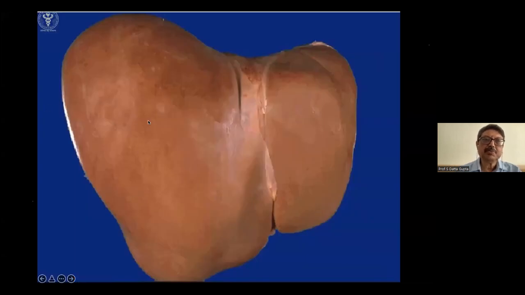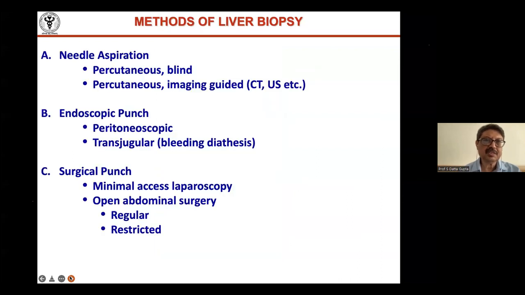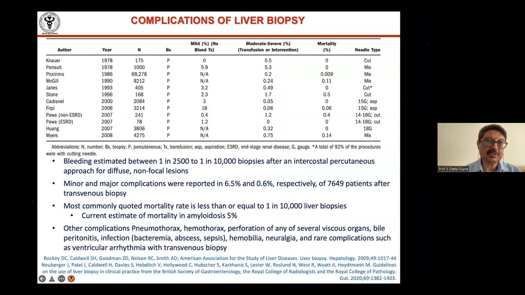So this is the liver. Most of the biopsies are performed in the right lobe. Therefore, if there is patchy disease affecting predominantly the left lobe and not the right lobe, you may miss it. It happens, especially in primary sclerosing cholangitis affecting one portion of the liver more than the others. Okay. I'll not go into the details. It's now a day procedure in most institutions. So you have needle aspiration, which could be blind or image guided, or it could be through endoscopic or surgical punch biopsies when you open up for the biopsy.